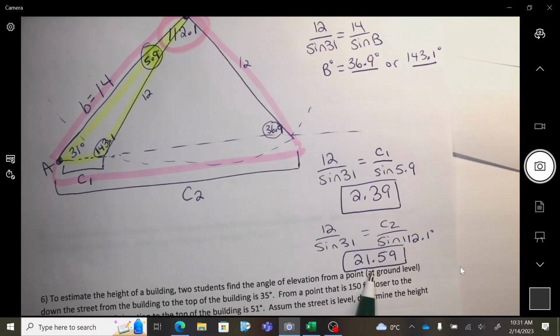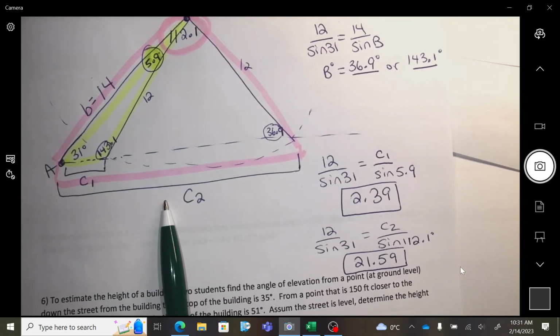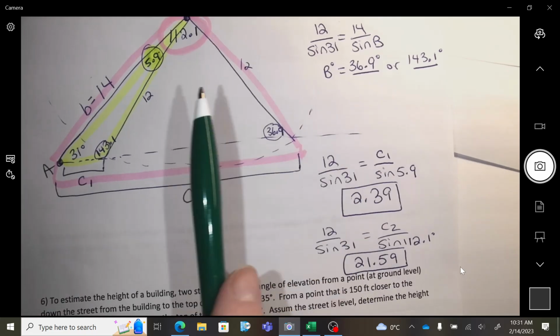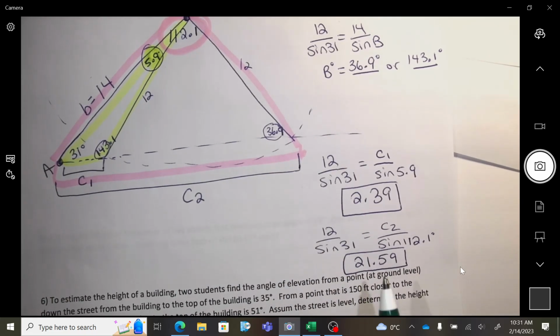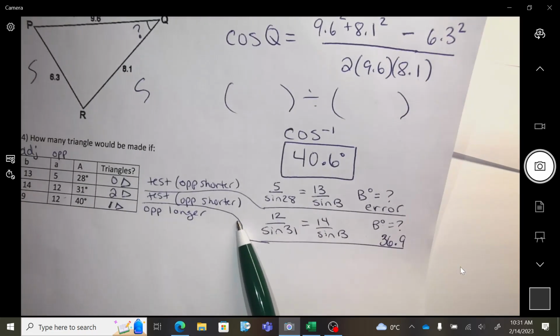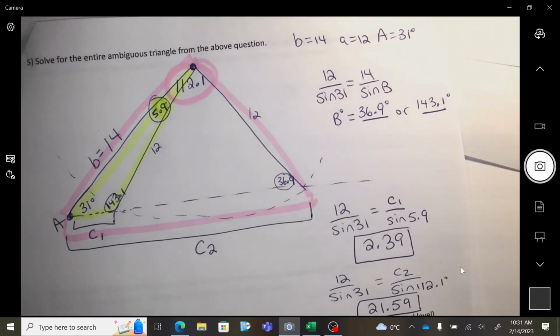Okay, and that one's bigger. It's across from 112.1. Okay, so this question is worth 7 points. Will there just be one of those questions? Yep. Your whole ambiguous section is worth 10 points. So you have this question worth 3 points, and the ambiguous whole thing is worth 7 points.